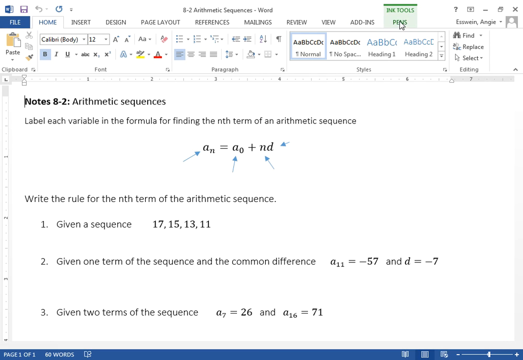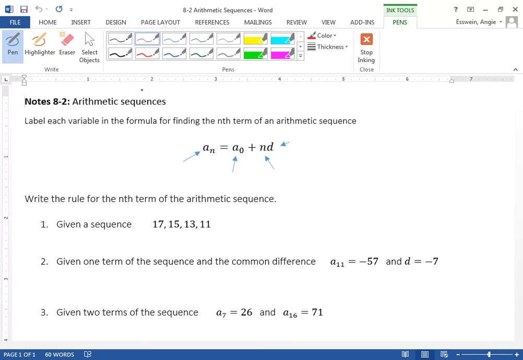Okay, 8.2. Here's the formula for finding the nth term. I talked about it, but we didn't actually write it out. So let's label each term. The two things you need to find in order to use this formula are the zeroth term and the common difference. As long as you can find those two things, so we'll label those first.